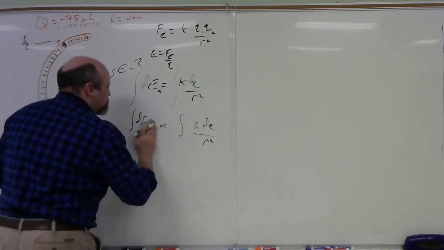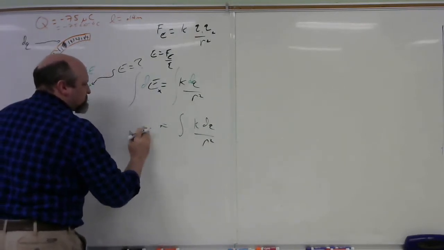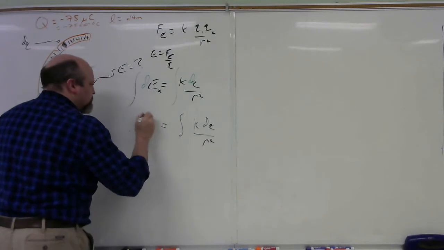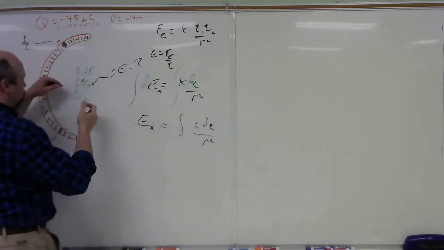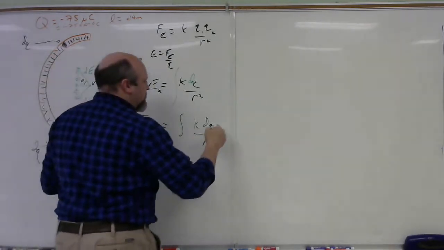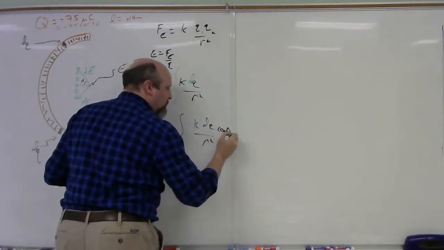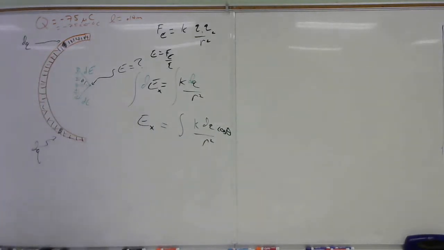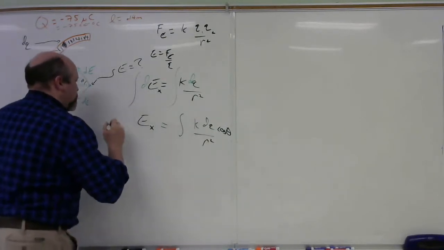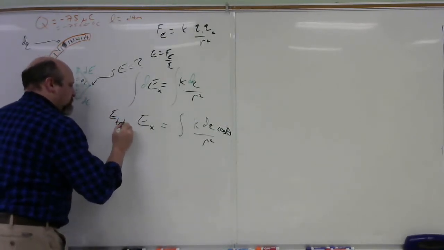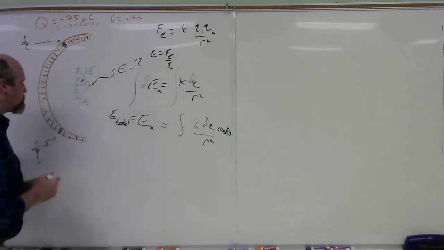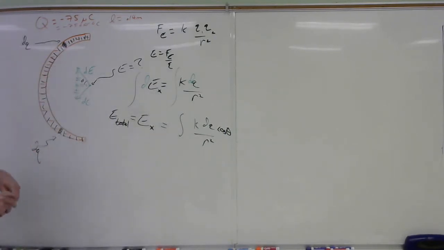So yeah, let's just write that up and say this is going to be E in the X. It'll be the E field in the X, which will be the total E field because the vertical parts cancel. I just have to have a cosine theta thrown in here too, into that integral. All right, so that's the idea. My total E is just the E in the X. The E in the Y-axis cancels out. Okay, that's an important thing to realize.